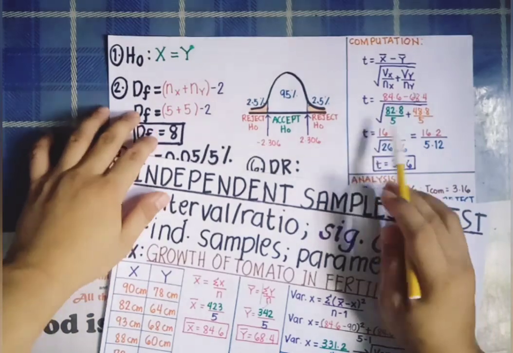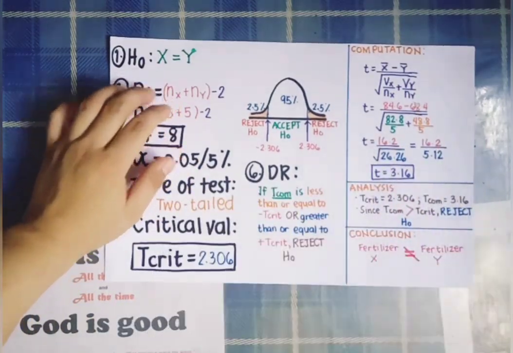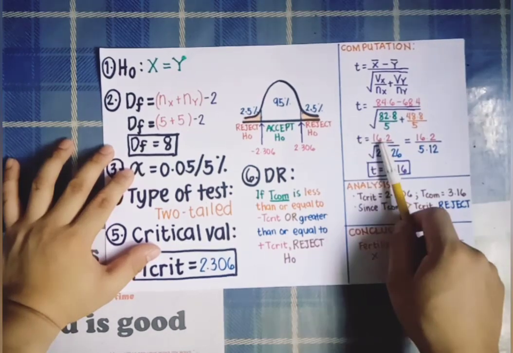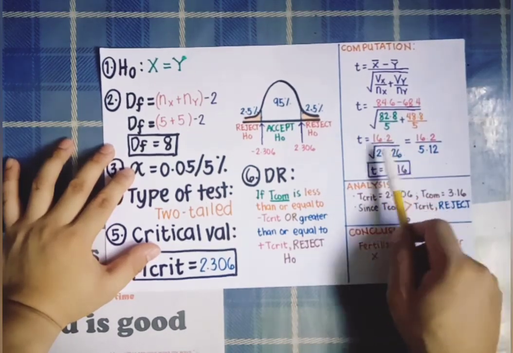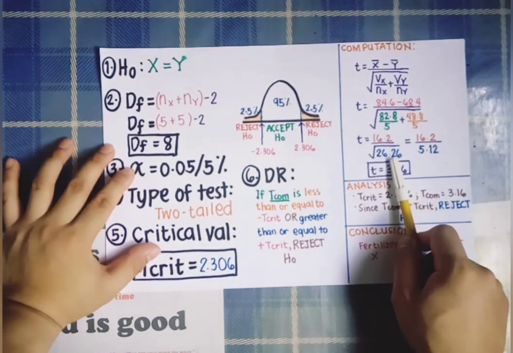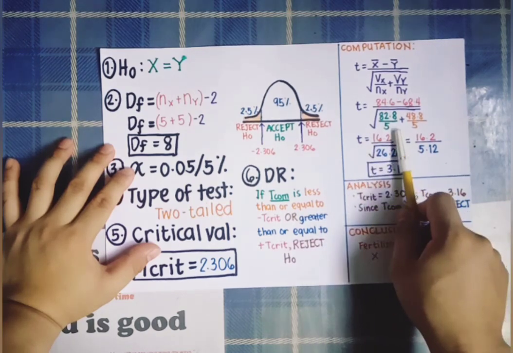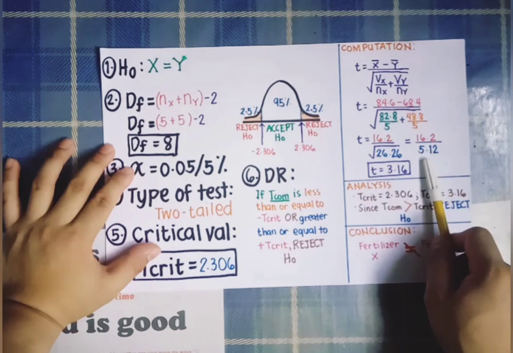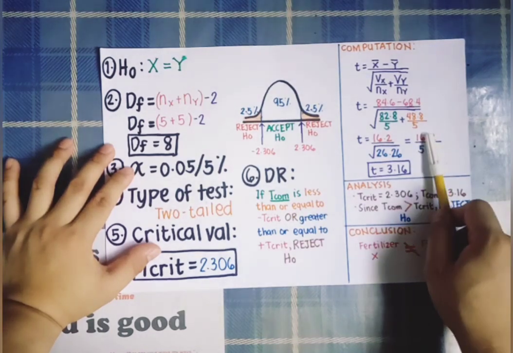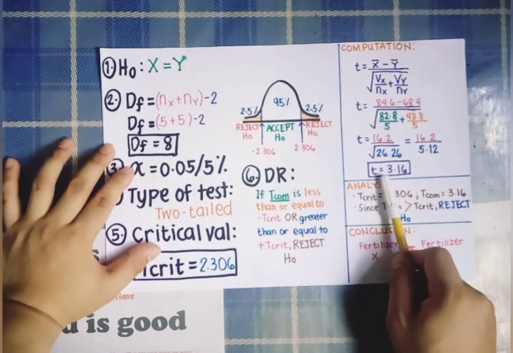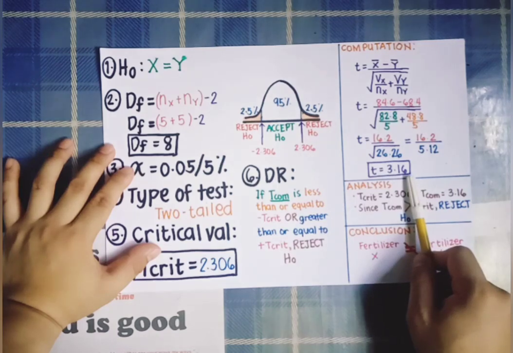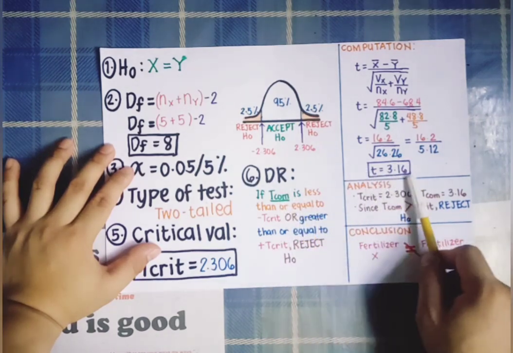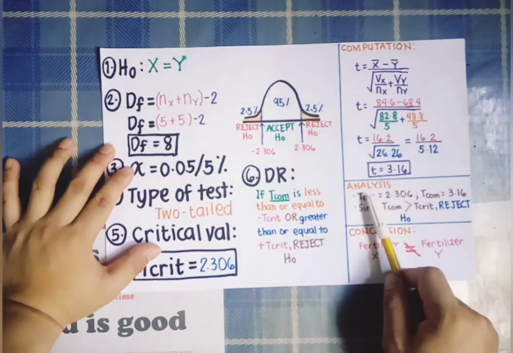Simplifying further this equation, we have t equal to 16.2 over the square root of 26.26. Simplifying further, we have 16.2 over 5.12, and 16.2 divided by 5.12 is positive 3.16. Therefore, our t computed, or our computed t value here, is 3.16. Now let's have here the analysis.